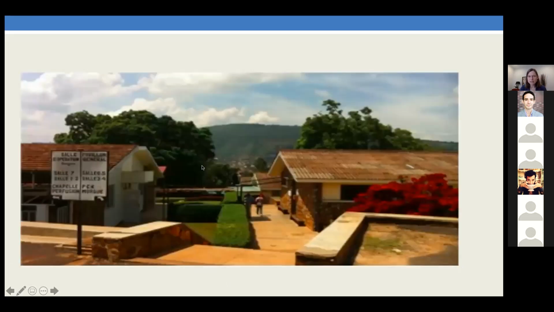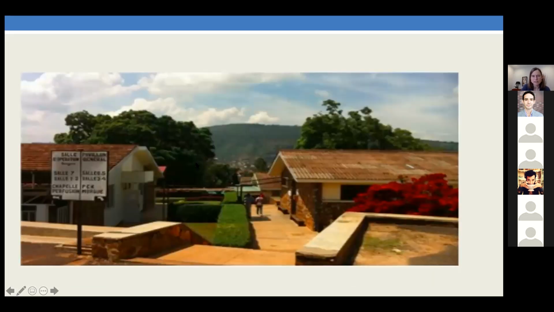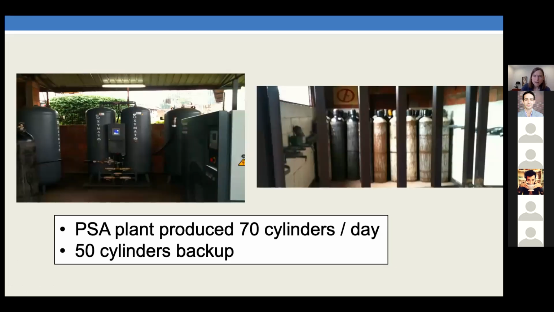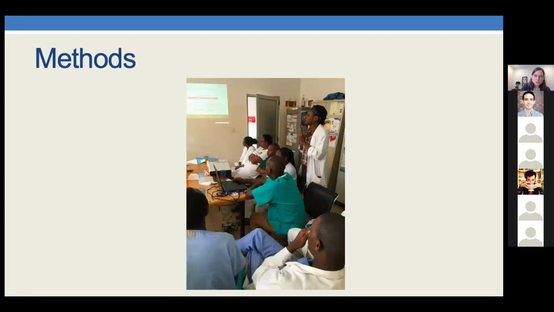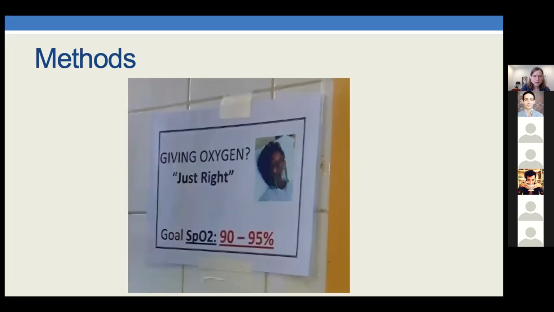So this is the University Teaching Hospital of Kigali, a 560-bed hospital with about 12,000 admissions per year. This is what the wards look like. And this was the PSA plant at the time. There was one plant producing 70 cylinders per day, and in general, the hospital had 50 cylinders of backup. So we did some very simple teaching, both for nurses and doctors, about why we should use saturation targets. We taught everyone how to use the pulse oximeters, and we had reminders around the emergency department about the saturation goal. In this case, we used 90 to 95%.